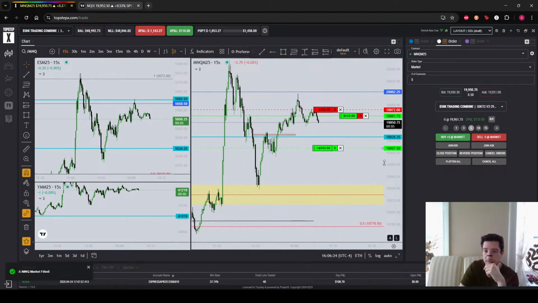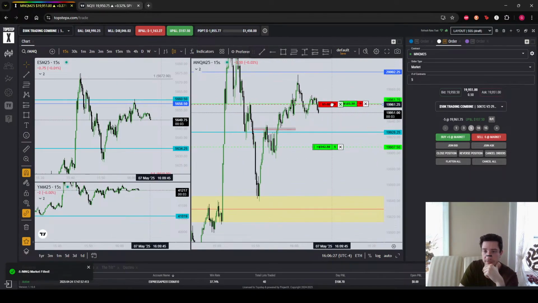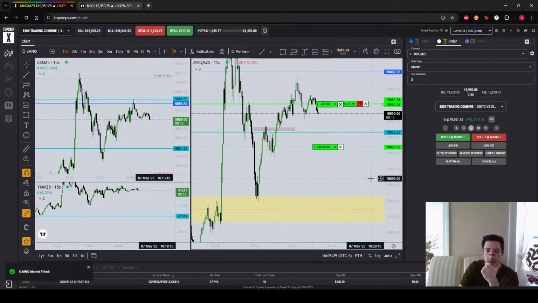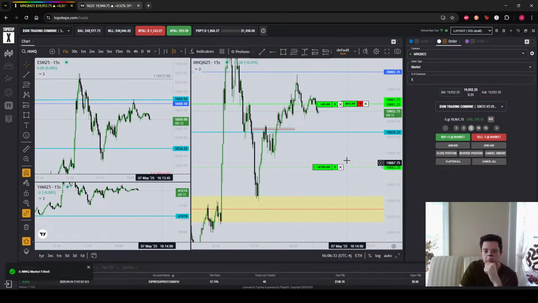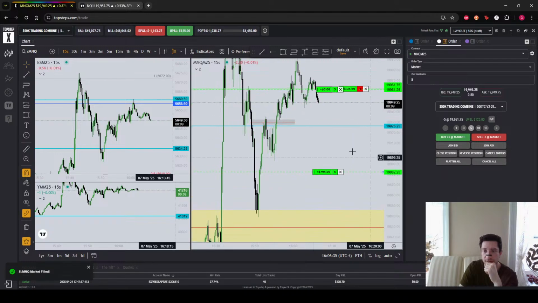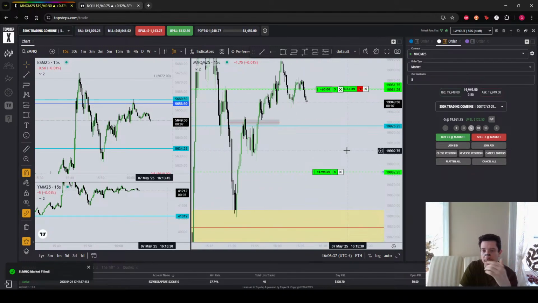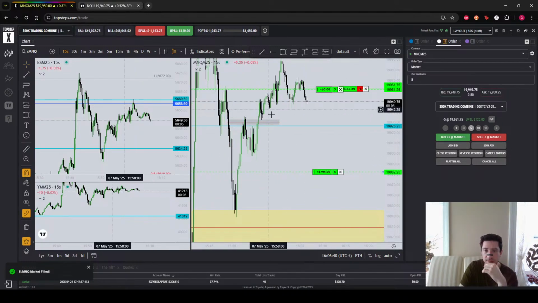Let's move this down. I'll just move this to even. I just wonder if this cranks down throughout the close. I'll hold it as long as Topstep lets me if it really starts to accelerate under this low.